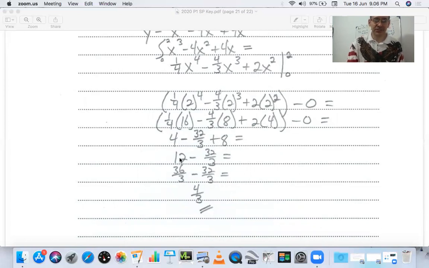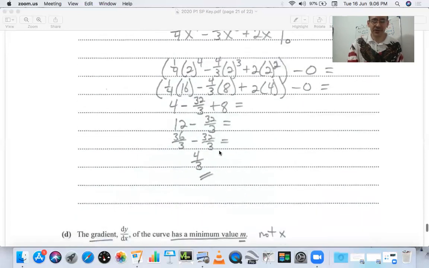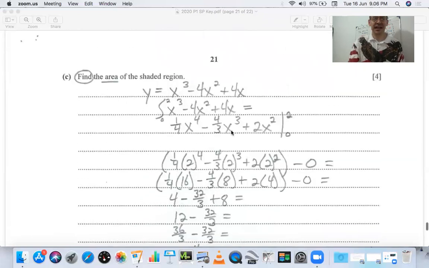8 and 4 is 12. 12 minus 32/3. Well, again, you can use your calculator. I just got a common denominator. 12 is 36/3. 36/3 minus 32/3 is 4/3. So 4/3 is the area.